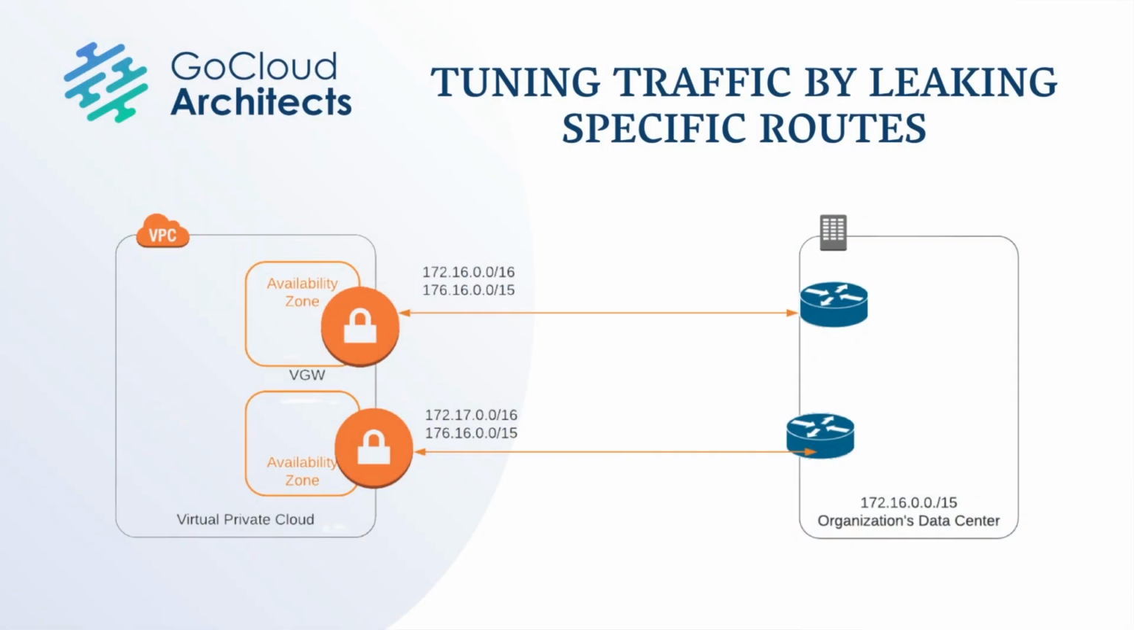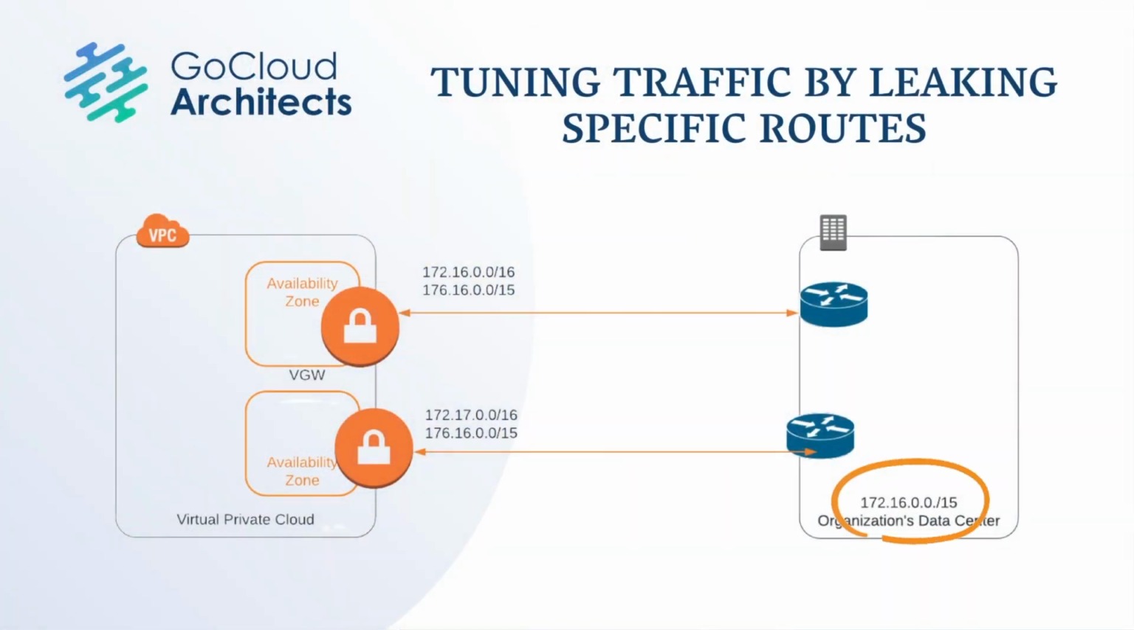If you look at the diagram that we show you here, note that we have 2 links. Note that the organization's data center is using the CIDR range of 172.16.0.0/15. Now, realistically speaking, that's multiple subnets that we can place on here. So let's say, for example, we have two routers in our data center.